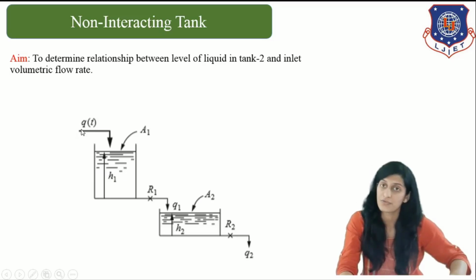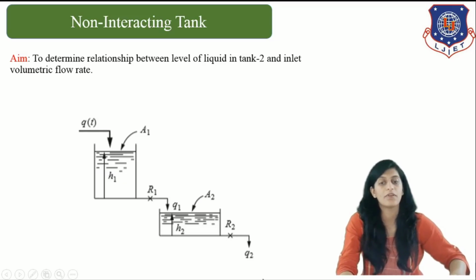Q remains the first volumetric flow rate, that is the inlet volumetric flow rate. Q2 is our outlet volumetric flow rate from tank 2. So we will determine the Q2 and Q relationship here. So this is tank number 1, in which the inlet volumetric flow rate is Q. The outlet volumetric flow rate from tank 1 is Q1, and that is serving as the inlet volumetric flow rate for tank number 2. And from tank 2 the outlet is Q2.